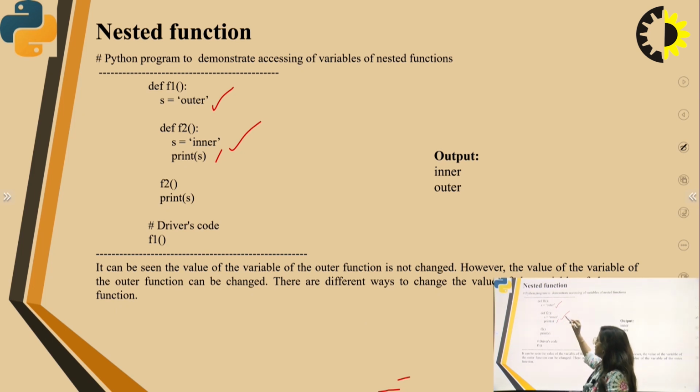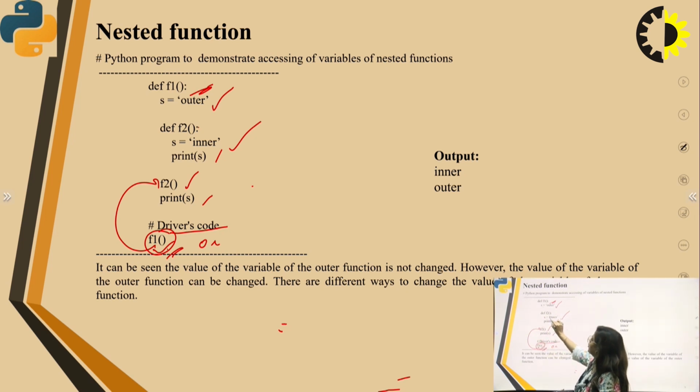Here is the calling. The first is calling f1, the second is calling f2, and print s. But the divider is code and function. So according to this, firstly call this function, after that call this one, because this function is the outer function. So firstly call f1, after that call f2.